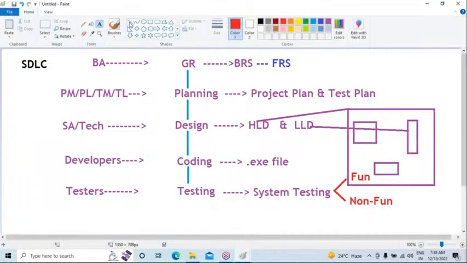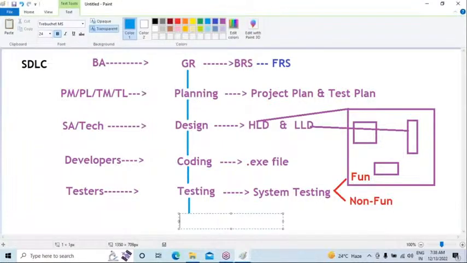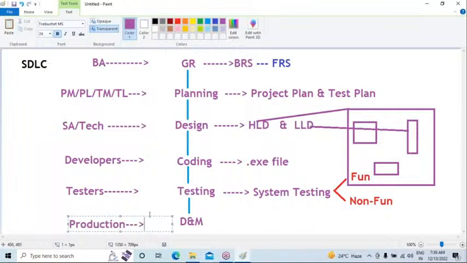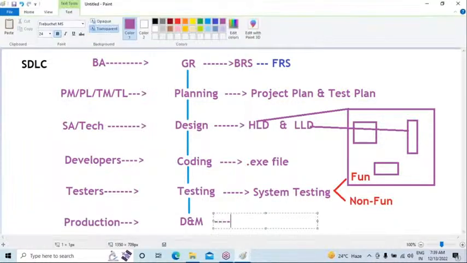One more thing we need to understand: the testers are involved in the testing phase only. They are not involved in the design, the coding, or the planning. We are not responsible for those. Most people have worries in their mind that the testers will modify the code. We cannot modify any code. Here we only perform the testing.